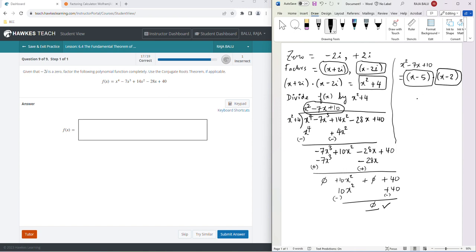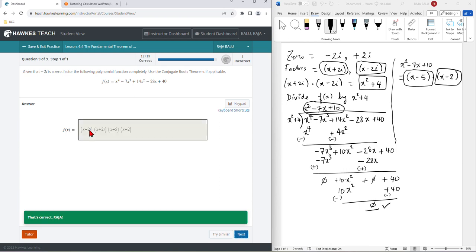So they are asking us, following the conjugate root theorem, to factor. So we are going to enter the values. Now in the answer box, I can write it as x minus 2i and x plus 2i. Those two are free. Then the calculation, x minus 5, x minus 2. Yep, it worked.